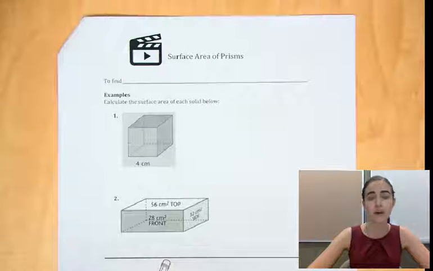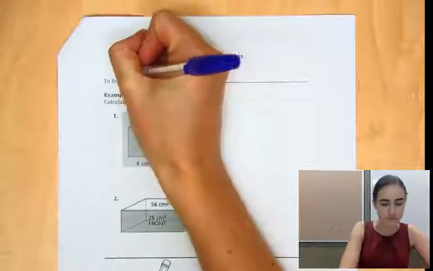In this video, I want to have a look at the surface area of prisms. So to find the surface area of a prism without drawing a net, we need to be able to visualize each face of that solid.